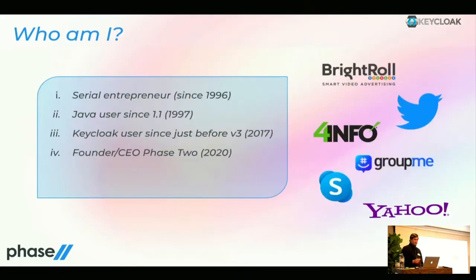Okay, who am I? I've been an entrepreneur since 1996. I've been a Java user and lover since 1.1 in 1997. I started using Keycloak in that aforementioned company just before version 3 in 2017, and we started Phase Two in 2020. And these are some of the companies, some of which I helped start, and some of which bought us, and so I ended up working for all these companies.